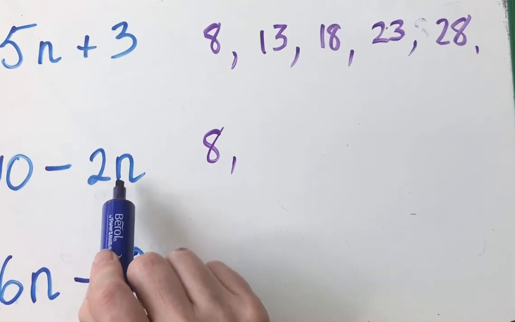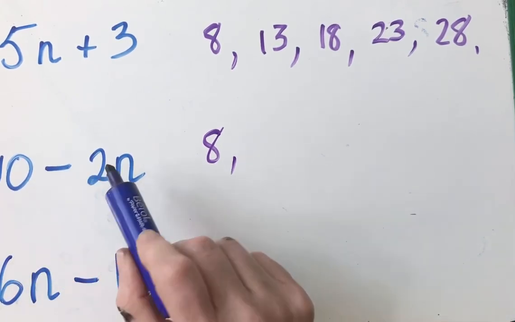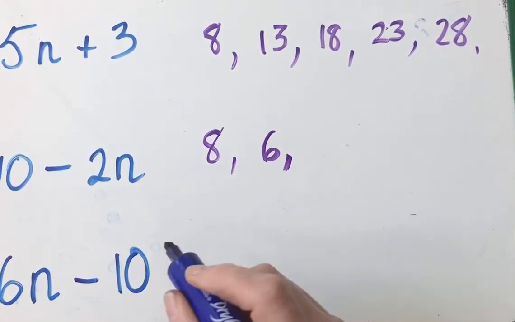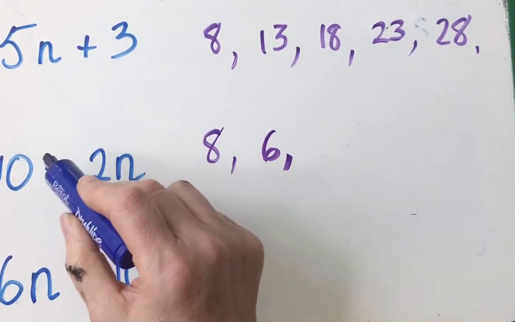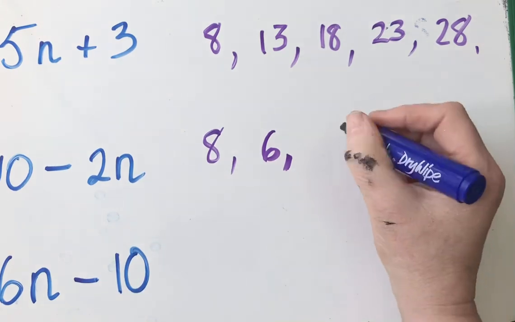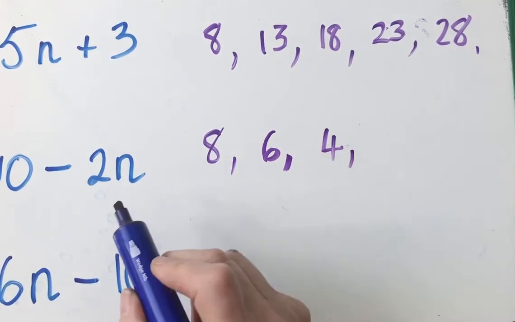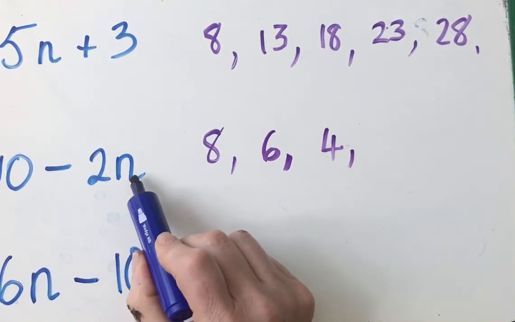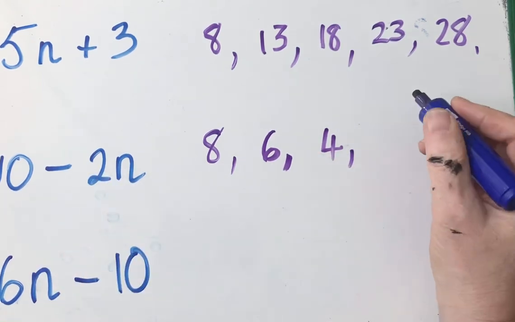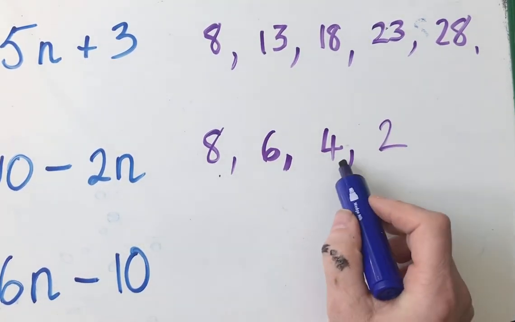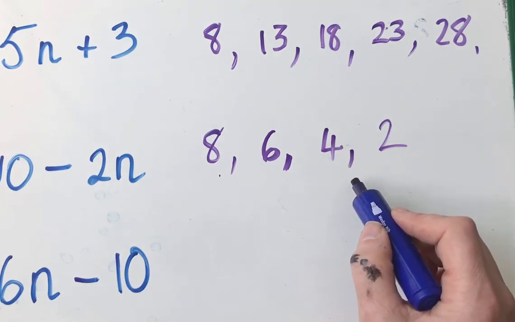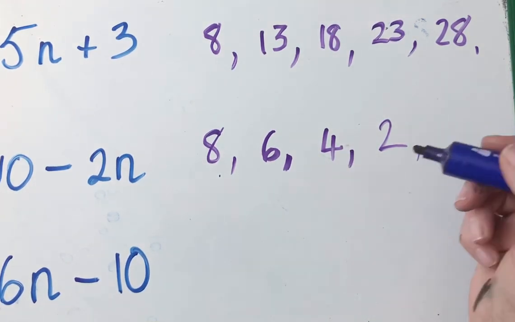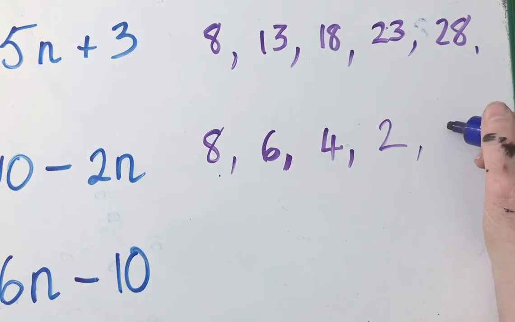2 times 2 is 4. 10 take away 4 is 6. 2 3s are 6. 10 take away 6. 10 take away 2 lots of 3 is 4. 2 times 4 is 8. 10 take away 8 is 2. Can you see it's going down in 2s? 8 take away 2. 6 take away 2. 4 take away 2. So the next term you can do without even worrying about it is going to be 0, because I'm just following the pattern.